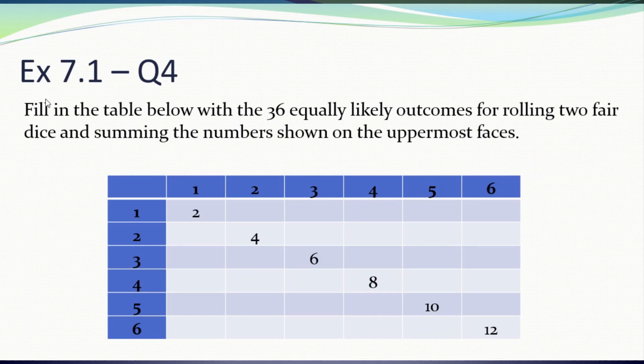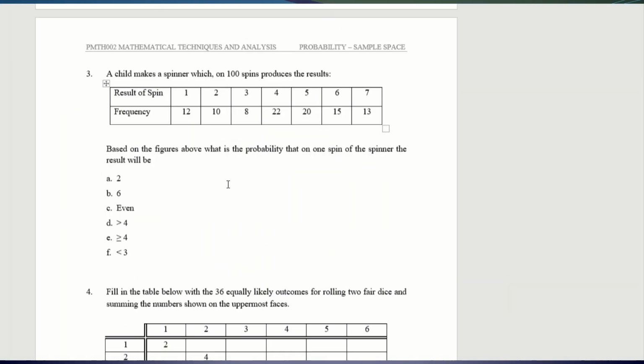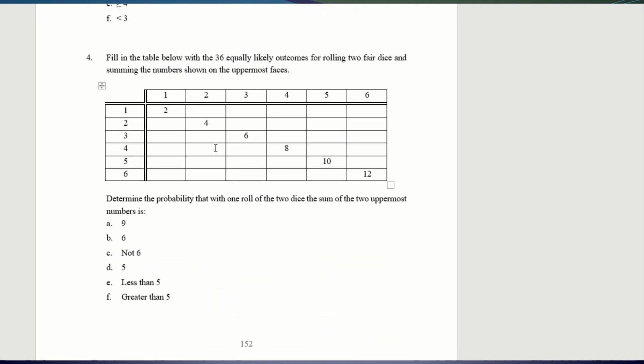Okay, let's first of all go back to the manual so you know what I'm talking about. So here you will see this table. Now you need to fill up the table. What are they talking about? I already taught you just now. Fill in the table with 36 equally likely outcomes for rolling 2 dice and summing the numbers. Summing the numbers, what does that tell you? They want the total. So you just fill up the total.